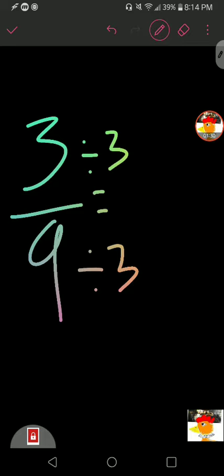Now, I'm just going to do easy ones because I don't want to take too much time. So, simplify 3 over 9. These can be divided by 3. And then that will give you 1 over 3. And that is how you simplify fractions.